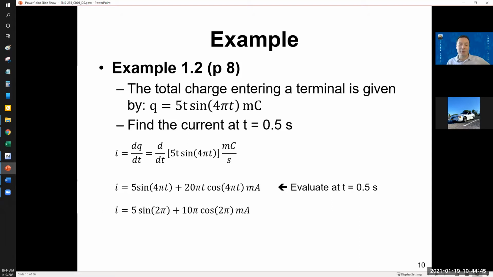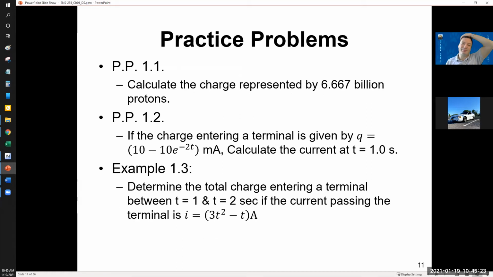I plugged the numbers in. This just simplifies everything, and you wind up with 31.42 milliamps. Watch your units. This is a millicoulomb, so when you get the current per time, it's going to be in milliamps. You could obviously multiply this by 1,000 to get amps. But that's the biggest thing in the chapter 1 stuff: just watch your units. Because the derivatives and the integrals, you guys are probably experts at by now.